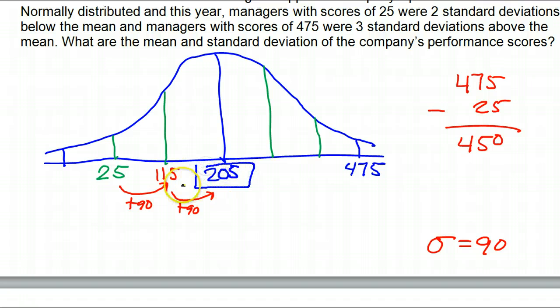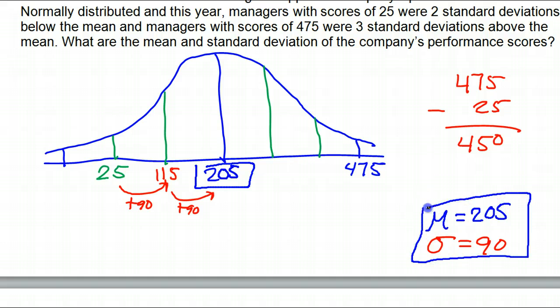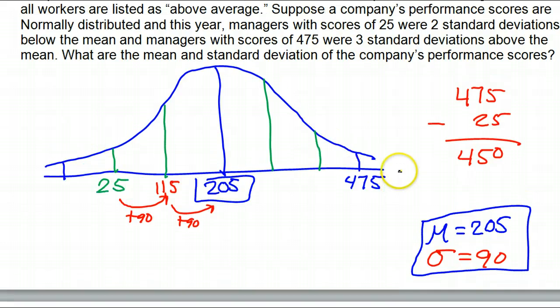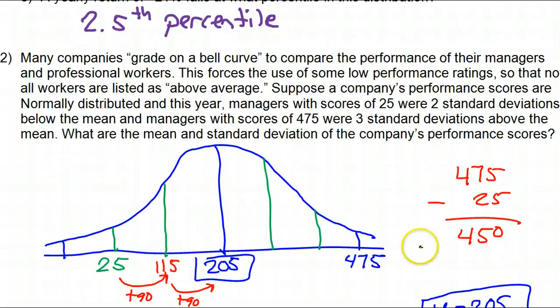Okay, so the standard deviation was 90 and the mean was 205. All right, that's all we needed for number 2 there. All right, let's go on to number 3.